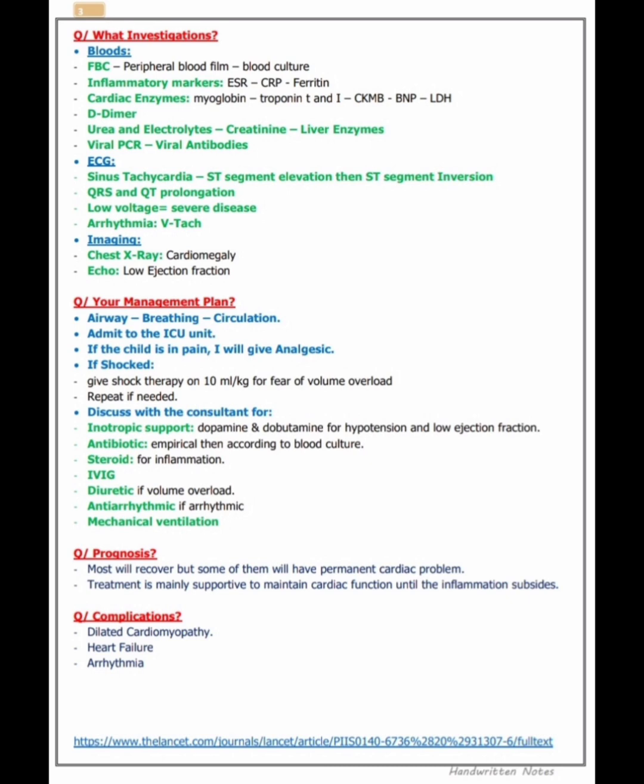What is your management plan for this patient? That is first ABC: airway, breathing and circulation, admit to the ICU. If the child is in pain, I will give analgesic. If shocked, then give fluid therapy at 10 ml per kg for fear of volume overload, repeat if needed. Discuss with the consultant for inotropic support, dopamine and dobutamine for hypotension and low ejection fraction, antibiotics that is empirical then according to blood culture, steroid for inflammation, IV immunoglobulin, diuretic if volume overload, antiarrhythmic if arrhythmic, mechanical ventilation. What is the prognosis of this patient?